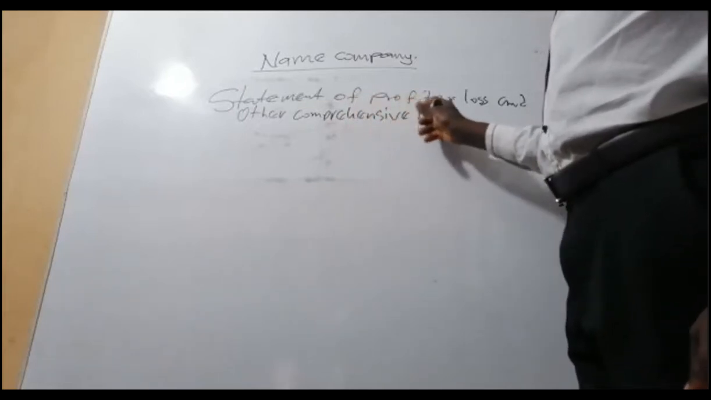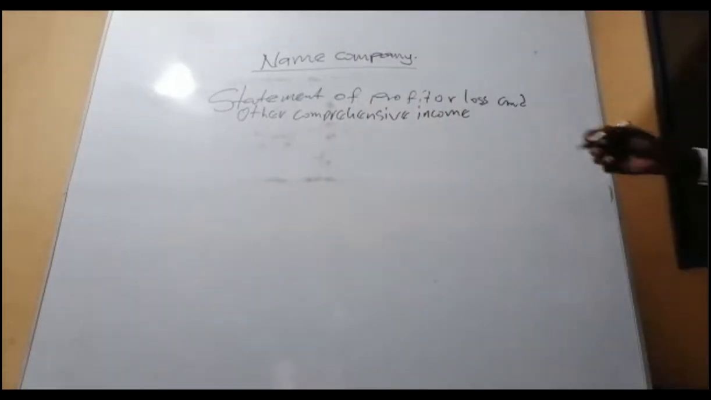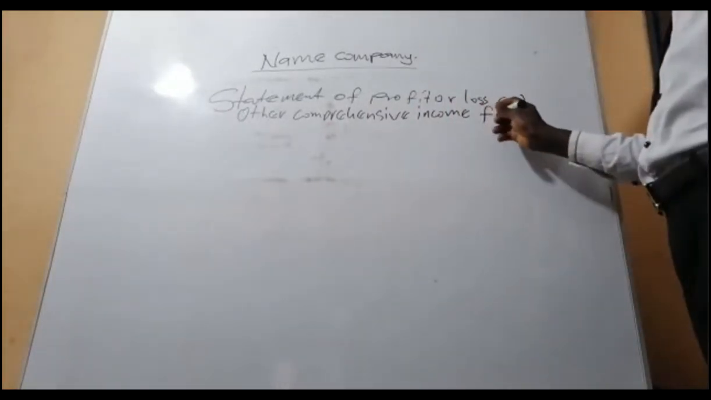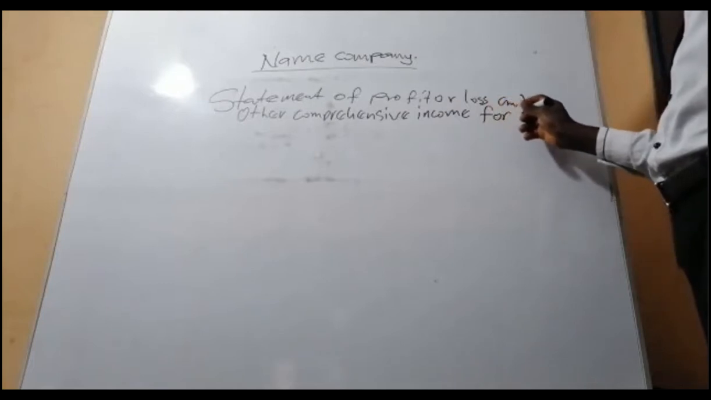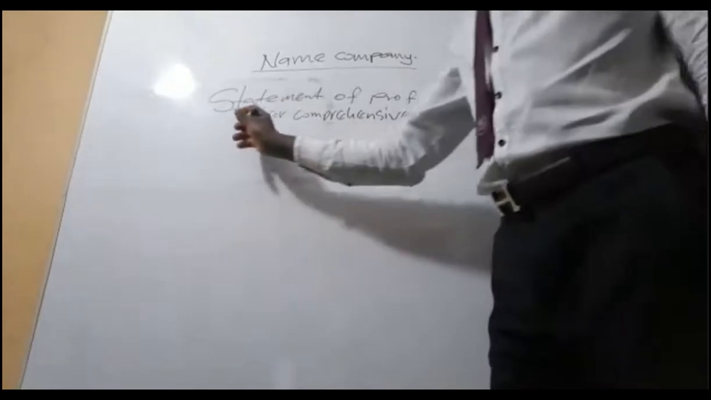Comprehensive income. Comprehensive income for the year, please. This one is very important. For the year ended. For the year.